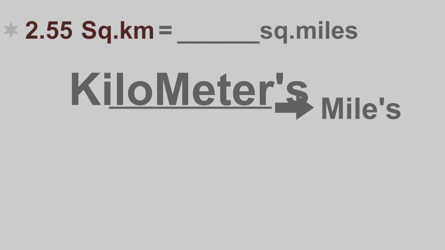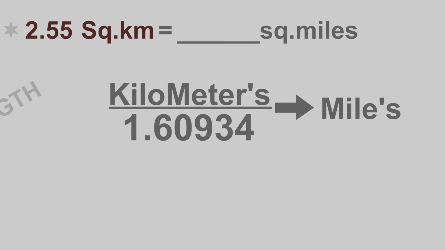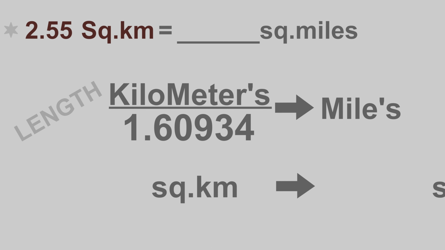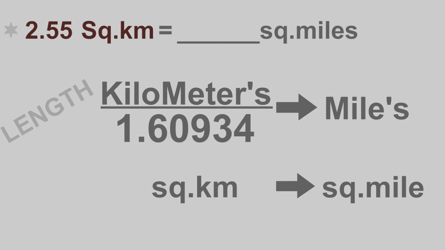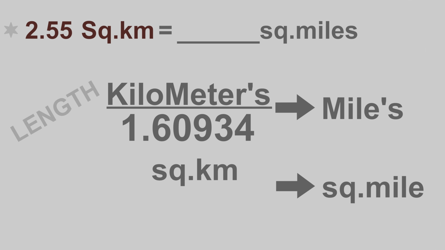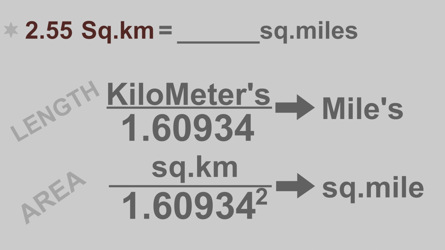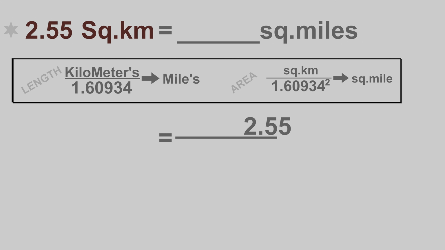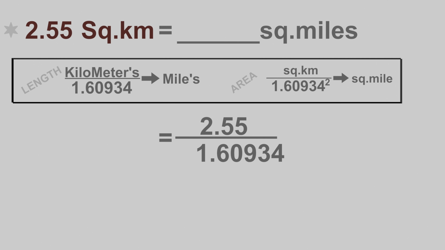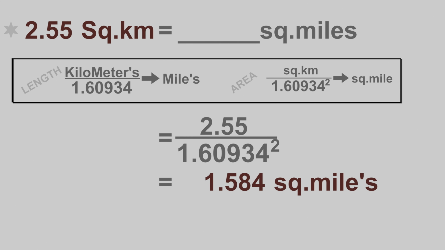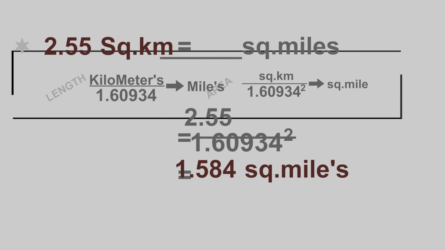Let's convert square kilometers to square miles. For kilometers to miles conversion, we divide the kilometers by 1.60934. To convert square kilometers to square miles, do the same thing as in kilometers to miles conversion, in addition to squaring the value 1.60934 since it is area conversion. So divide 2.55 square kilometers by 1.60934 squared. After conversion, the area is 1.584 square miles.